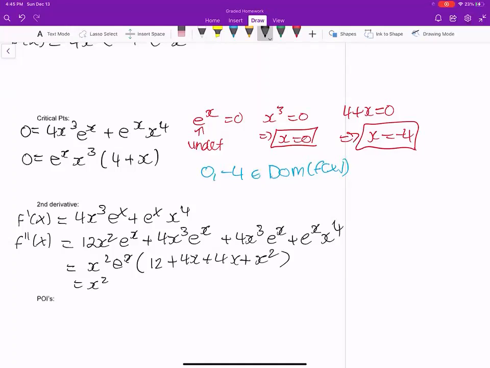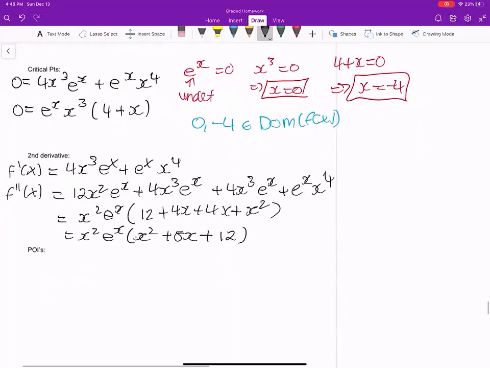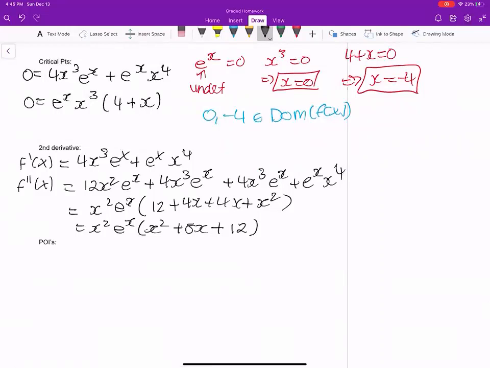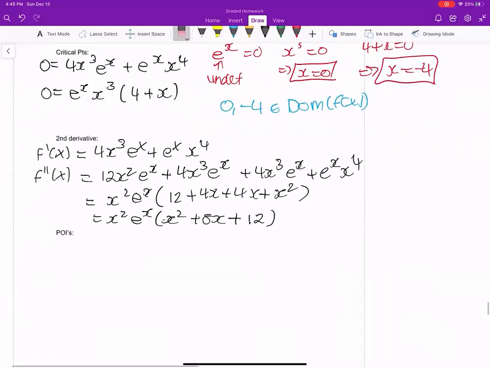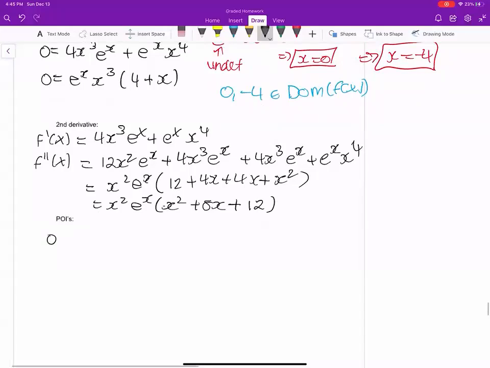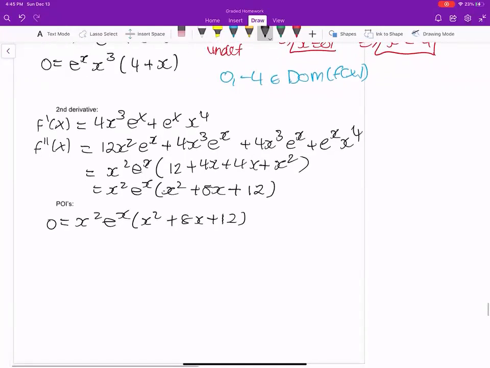Let's just rewrite that a little more cleanly. X squared e to the x, so you know that's a polynomial, x squared plus 8x plus 12. Okay, let's move on to the POIs. POIs is when the second derivative is equal to 0. So 0 equals x squared e to the x, x squared plus 8x plus 12.